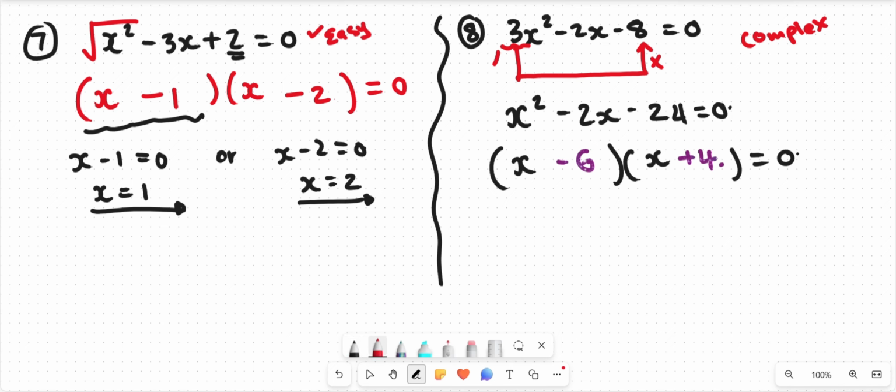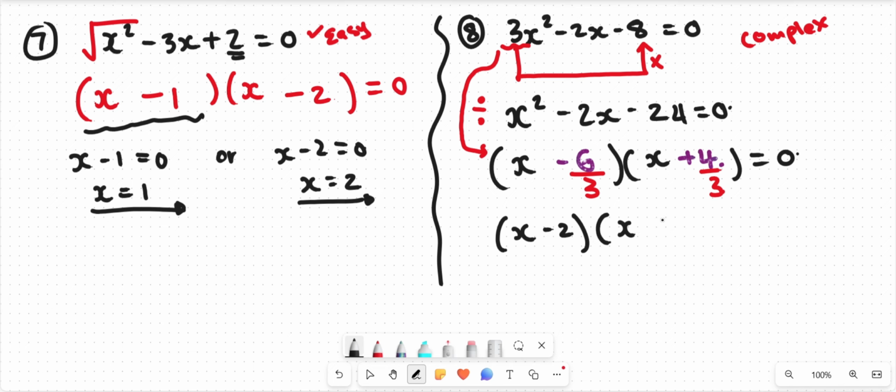But just as much as I multiplied with that 3, I need to come back and divide with that 3 to make things right. And I divide these factors there with the 3. The one in the first bracket is going to simplify into an x minus a 2 because 6 divided by 3 is a 2. The one in the second bracket does not simplify. It stays as a positive 4 over 3.